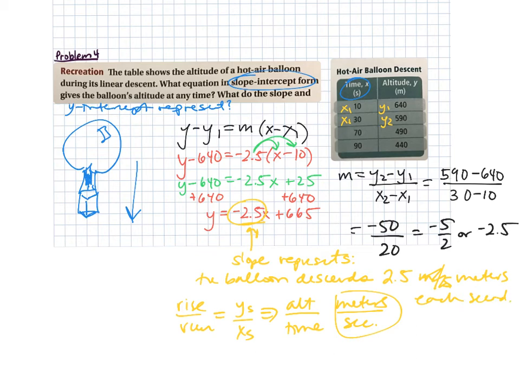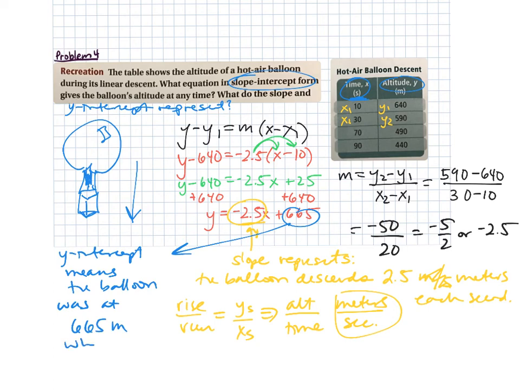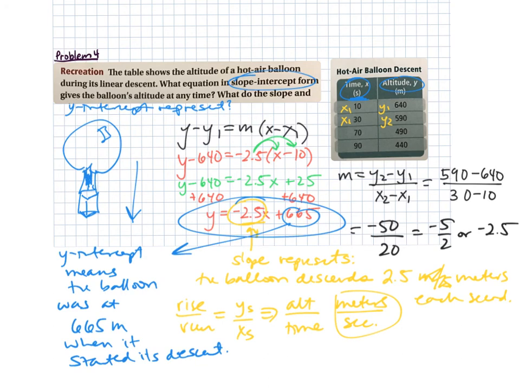Okay, and then the y-intercept, the 665, that's at the start. It's always the beginning when x is 0, so time at the start of time. So the y-intercept means the balloon was, and y is altitude, was at 665 meters when it started its descent. Okay, so this question was asking a couple of things, this equation here, and then all of these words here. Right, what do the slope and y-intercept represent?